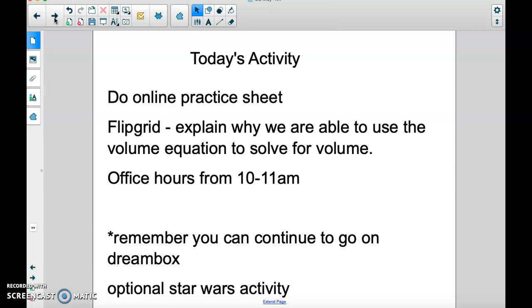There is also an optional Star Wars activity because I don't know how many of you know this, but today is May 4th. So they say, May the 4th be with you. Kind of like May the Force be with you. So I put a little Baby Yoda activity up there because who doesn't like Baby Yoda? All right, but that is optional. You do not have to do that, but if you'd like to, go for it.